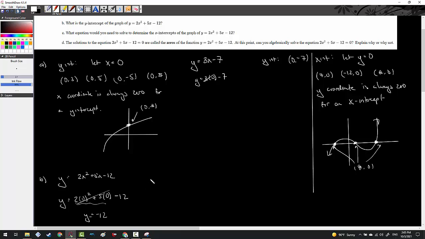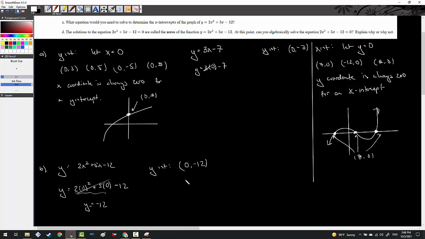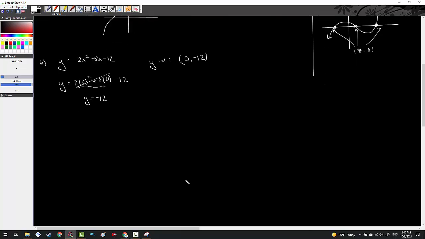Well, what does that mean? It means that our y-intercept is 0, comma negative 12, which means this thing passes the y-axis, the vertical axis, at 0, negative 12. So there's finding the y-intercept of this equation. And then it says, what equation would you need to solve to determine the x-intercepts? Well, remember, x-intercepts means we let y become 0 this time. So that's going to be 0 equals 2x squared plus 5x minus 12.